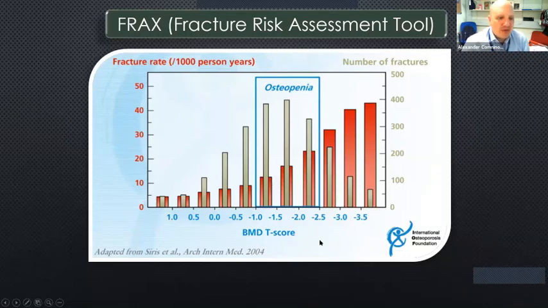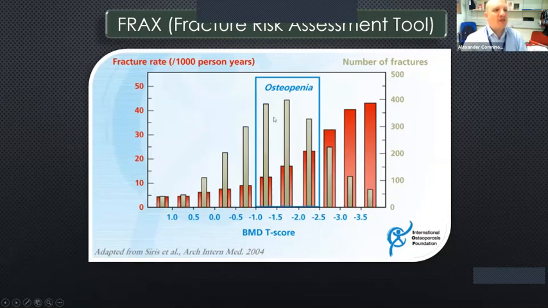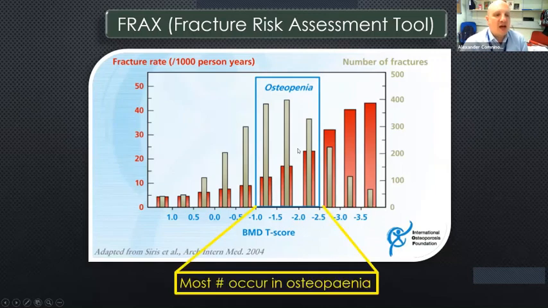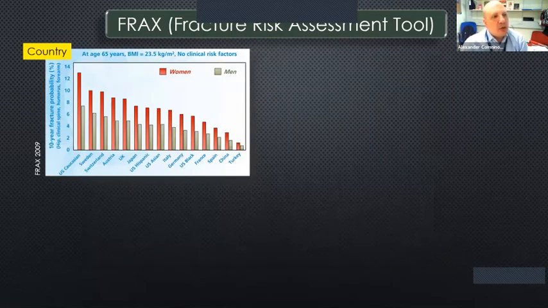Okay, but the important thing to note here is that the actual number of fractures that occur in reality peaks in the osteopenic range because there are more people in this range to start with. That's why it's very important not to ignore osteopenia. Don't just focus on osteoporosis, because most fractures occur in osteopenic patients due to the sheer number of these patients.